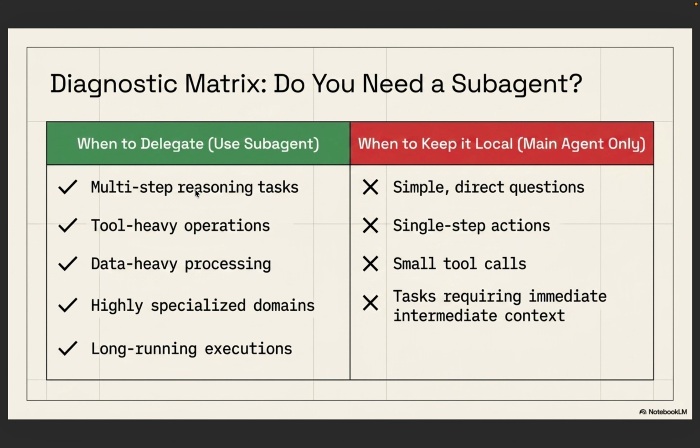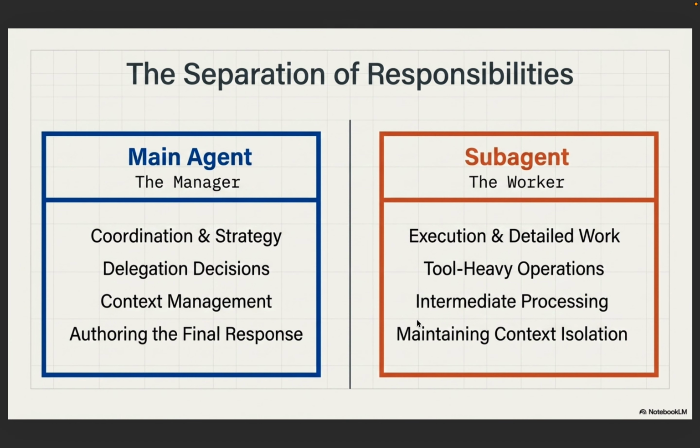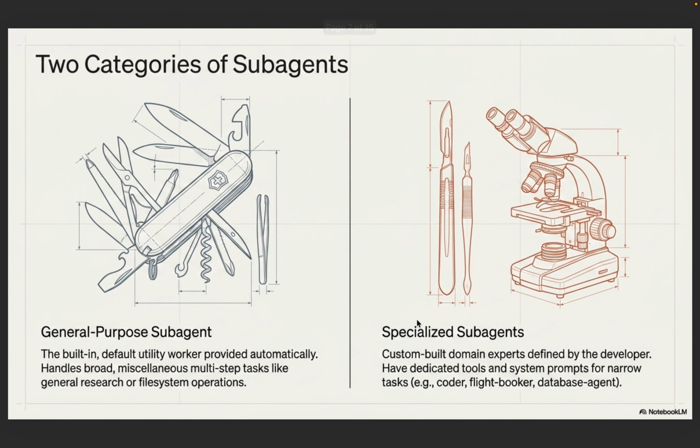Okay, so this slide is about when to delegate to a subagent and when not to. As already discussed, we will delegate to a subagent when we have a multi-step reasoning task, heavy operations, data-heavy processing, highly specialized domains, or long-running executions. We will not use subagents if it is a very simple, direct task with small tools, then the main agent will execute it itself.